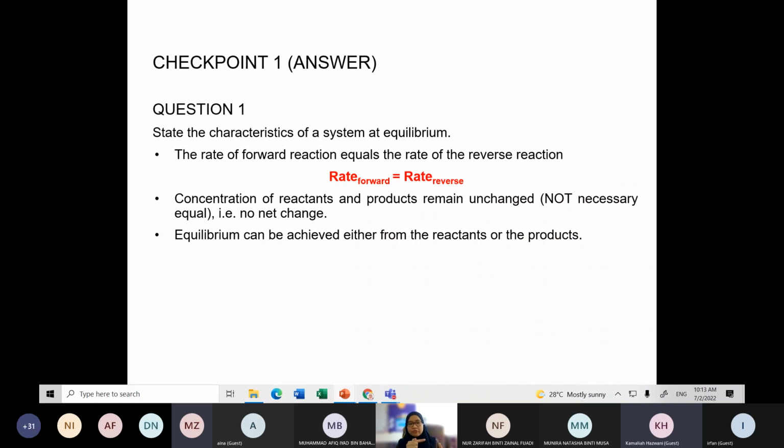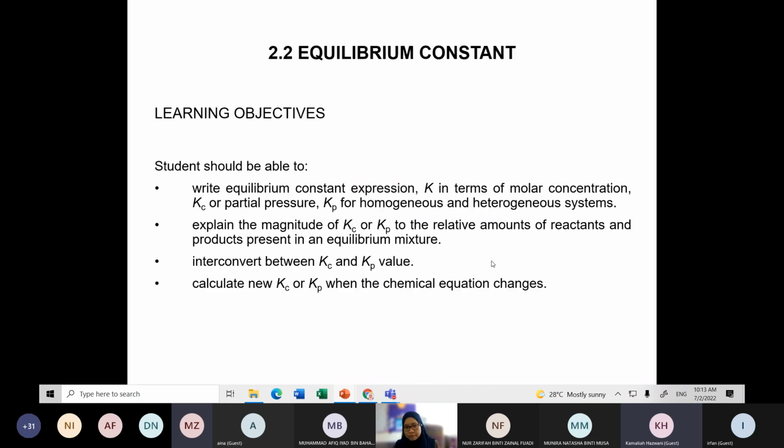And then after a while the forward reaction will take place, and after a certain period of time the rate of forward and reverse will be the same, and that is what we call equilibrium has been established. So that's why we can achieve equilibrium either from the reactant or the product. It depends on whatever is placed first in the reaction. So we are done with that one.